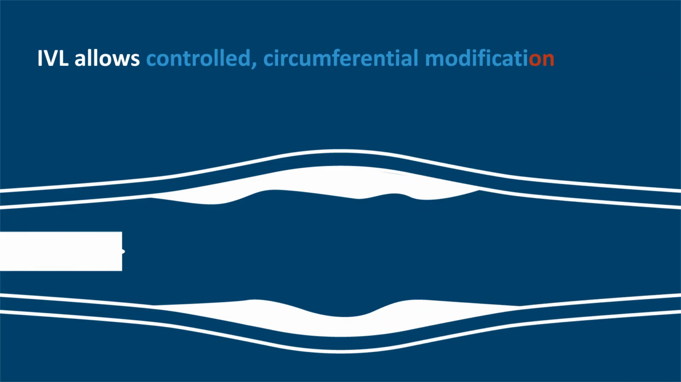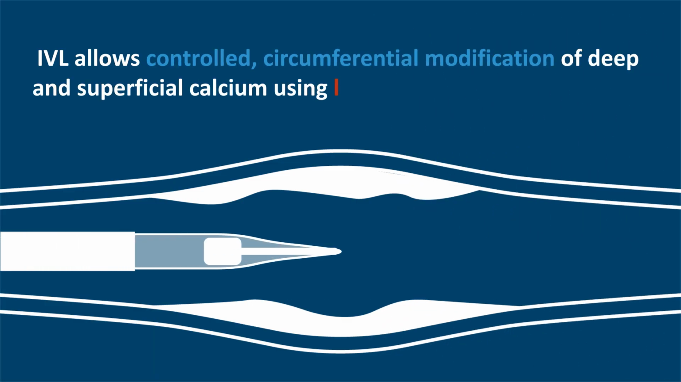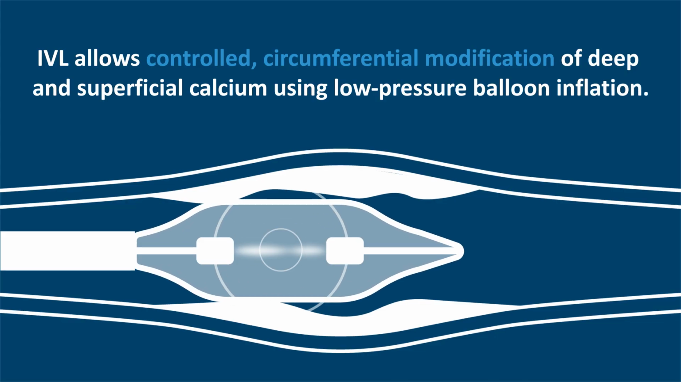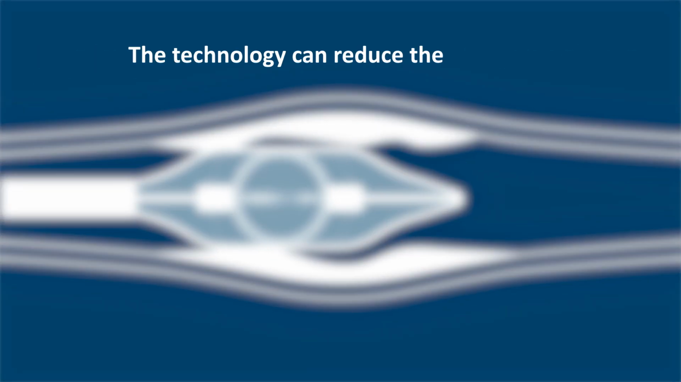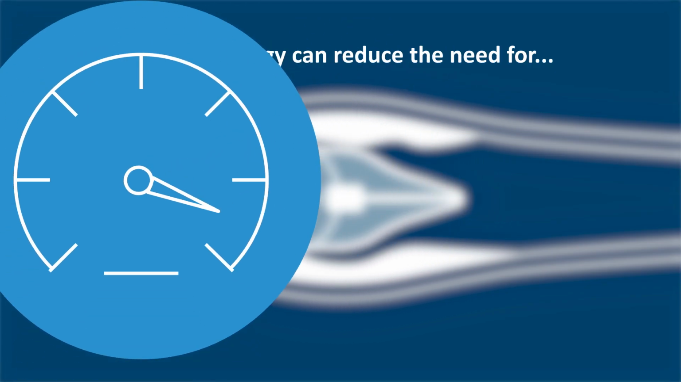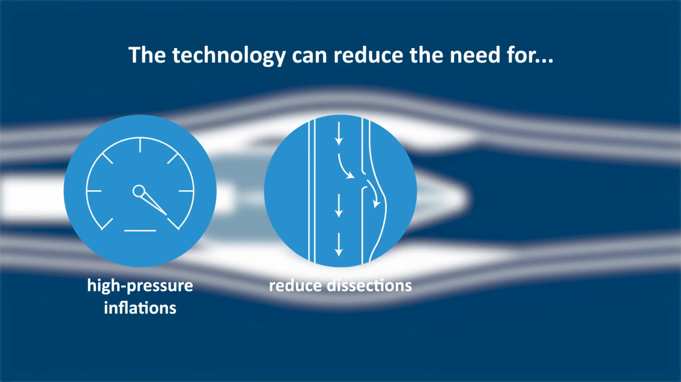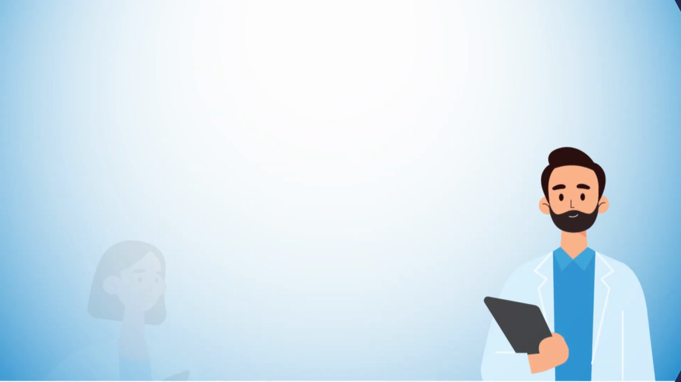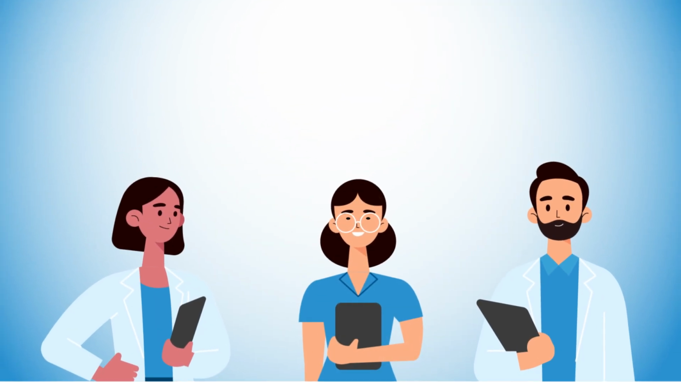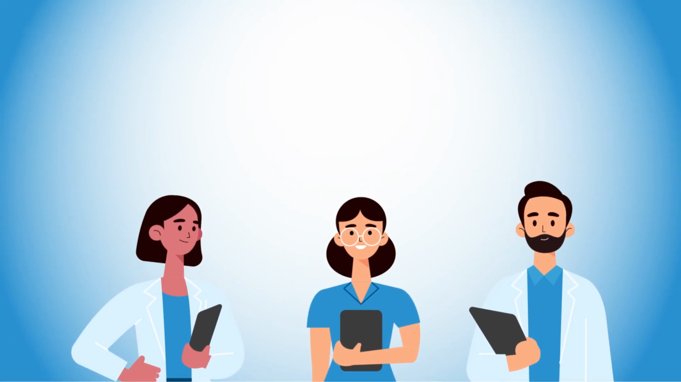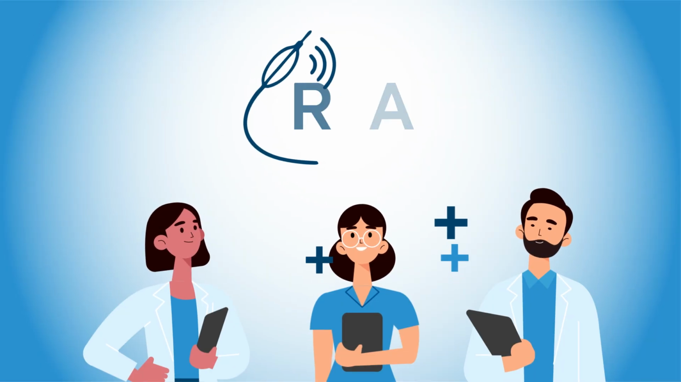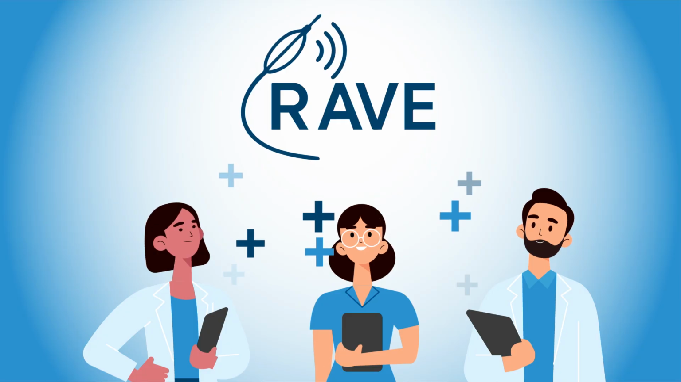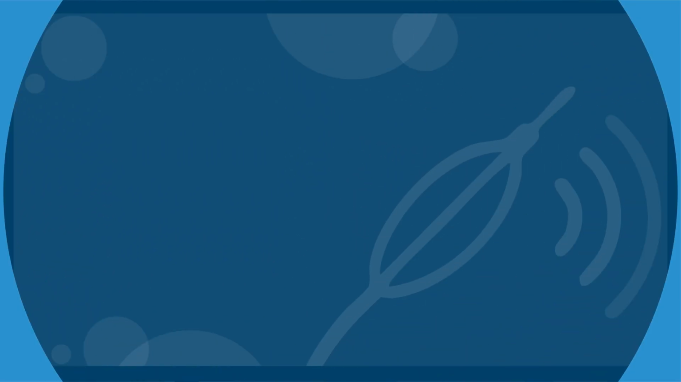IVL allows controlled, circumferential modification of deep and superficial calcium using low-pressure balloon inflation. The technology can reduce the need for high-pressure inflations, reduce dissections, and potentially reduce stent implantation. However, none of these perceived benefits have been proven in a randomized environment. RAVE provides the robust comparative data needed for guideline committees, NICE, and commissioners.